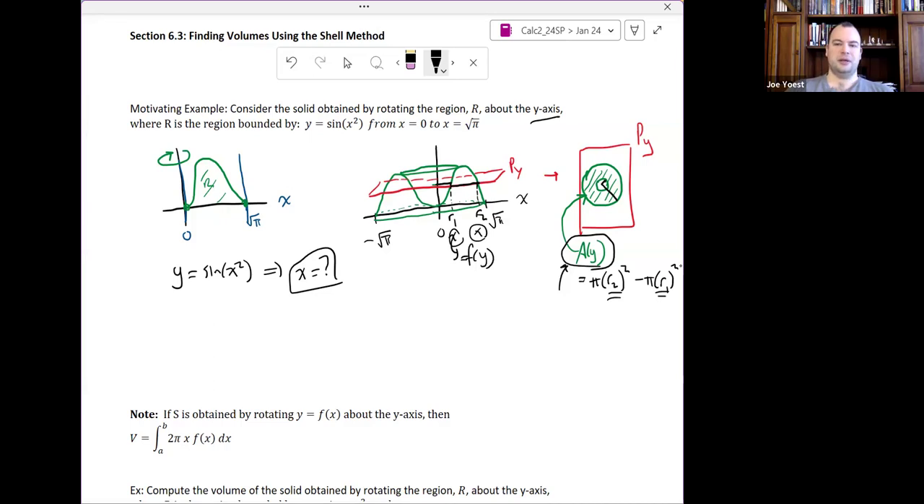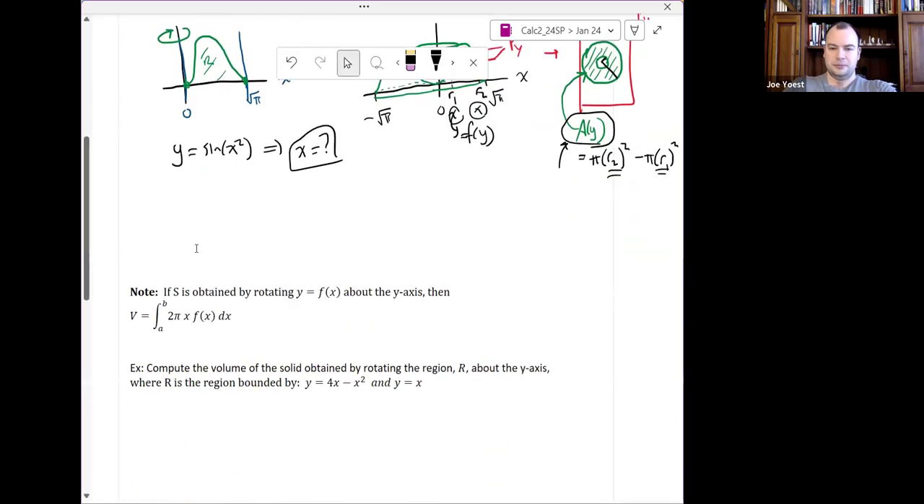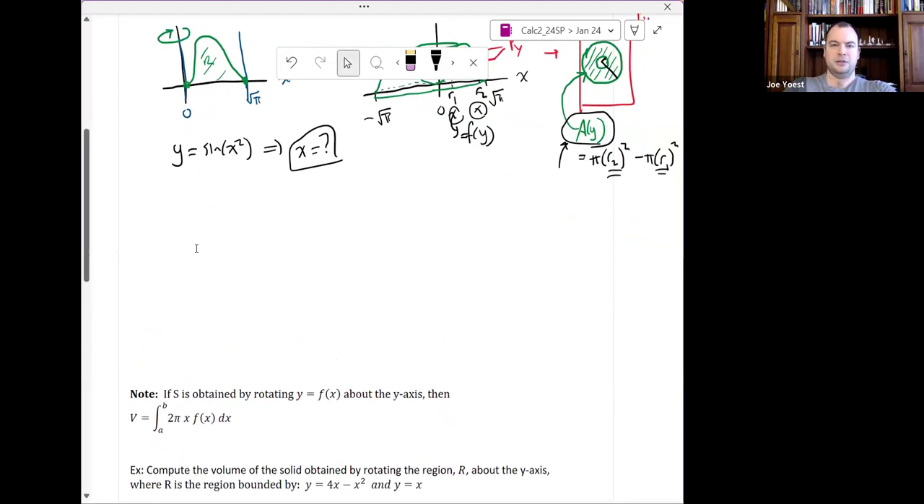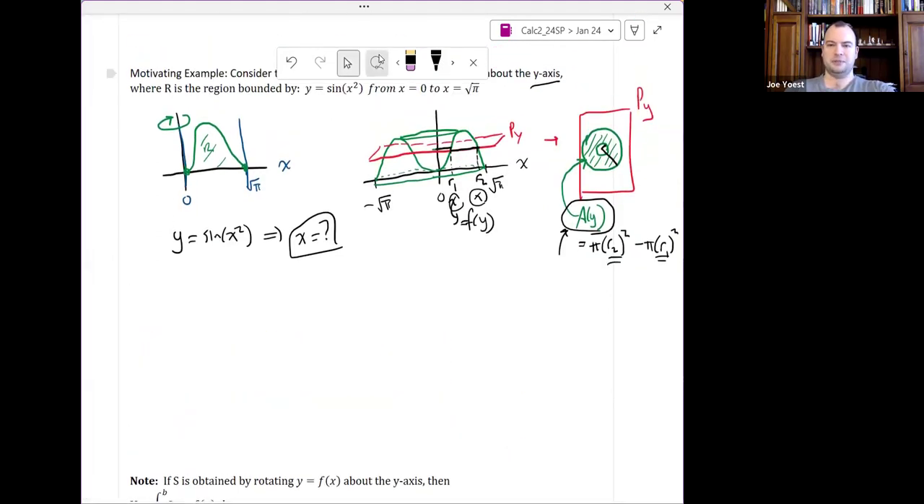So while my washer method, my disk method, works very nicely for some problems, it maybe isn't the best method for all problems. So let's see if we can take a different approach. I'll copy most of this work down.